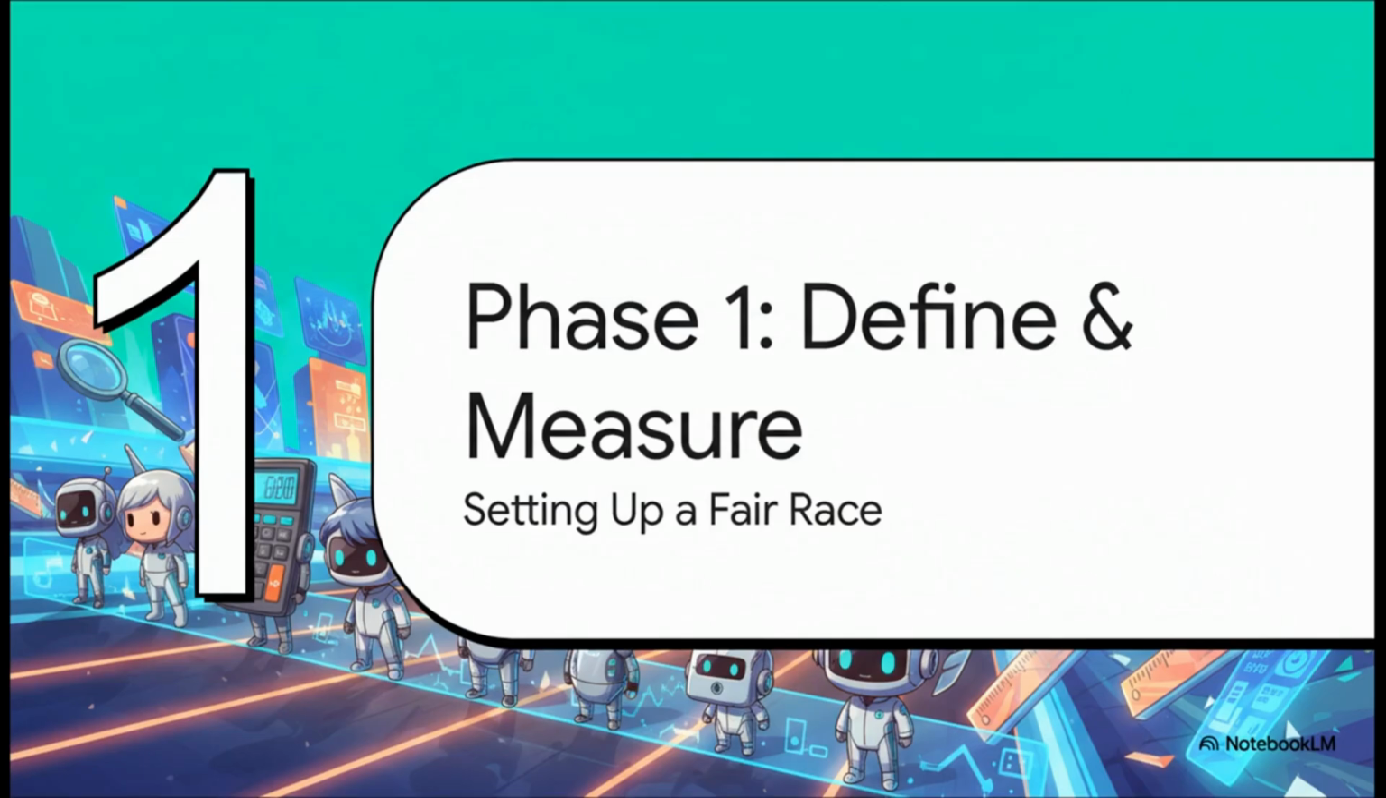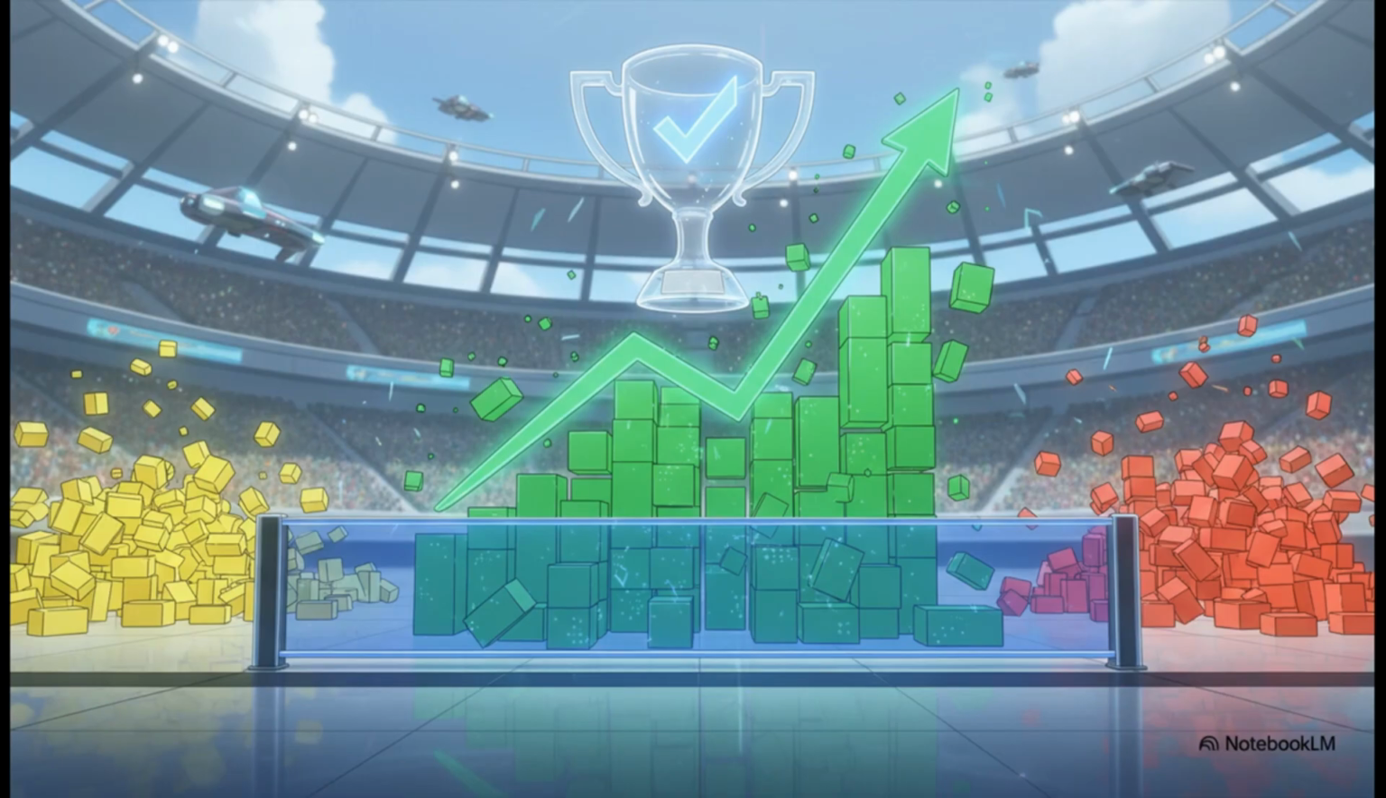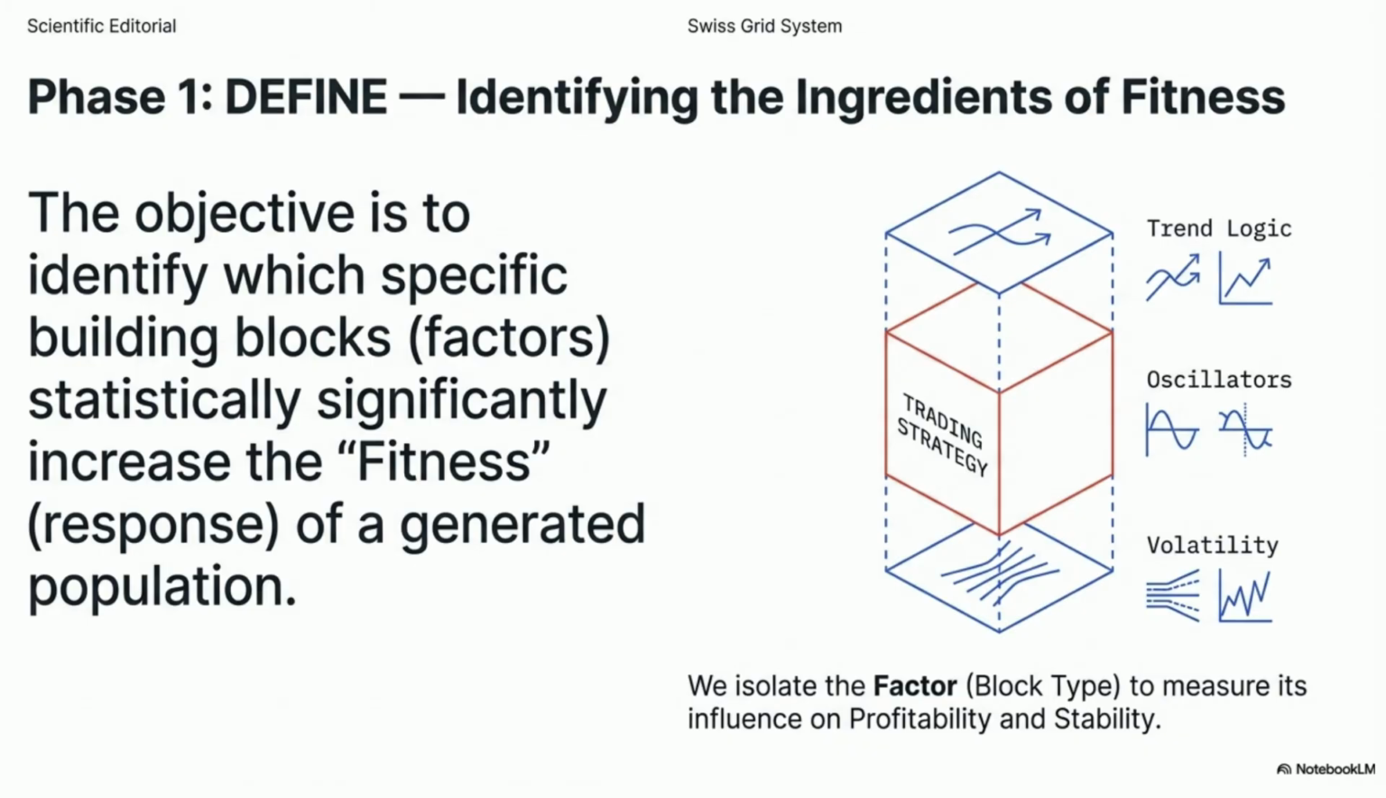I want you to think of this as setting up the rules for a completely fair race. We're creating a level playing field where every single one of our tool sets gets an equal shot to show us what it's got, with absolutely no favoritism. And the goal of this race? It's crystal clear. We want to find out which specific groups of building blocks, which families of indicators, statistically lead to better strategies. And I'm not talking about by a fluke. I mean with cold, hard statistical proof.